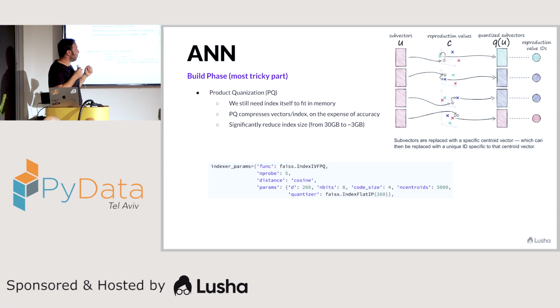So it compresses the data a lot, and you can reduce the index size by large magnitudes. For instance, a 30 gigabyte index file turned into 3 gigabytes, which is much more manageable to use in memory, right? And as the data grows, this is crucial. Again, it comes at the expense of accuracy, right? So, no free lunch.